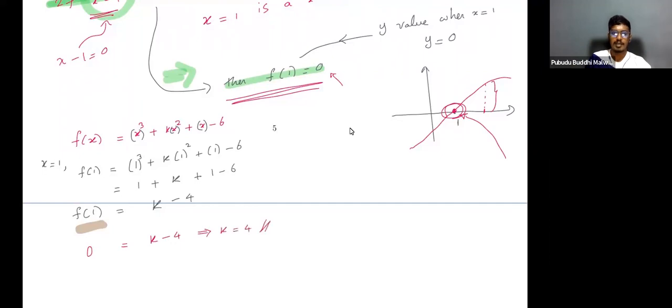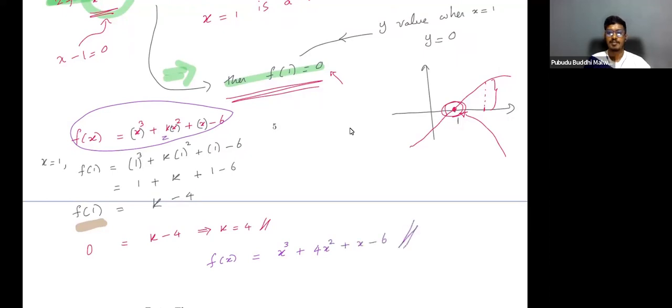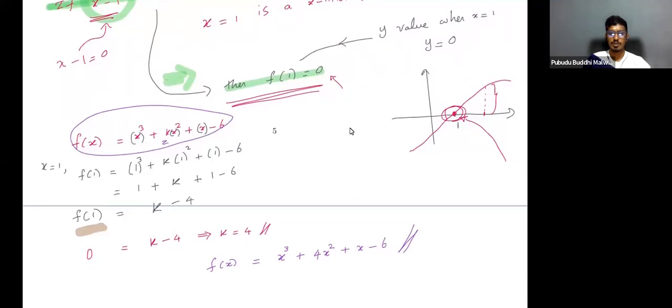That's the answer. Now you can express that function without k. f of x equals x to the power of 3 plus, I'm going to replace that k by 4, 4x squared plus x minus 6. That's the function, right? So that's how we solve these questions.